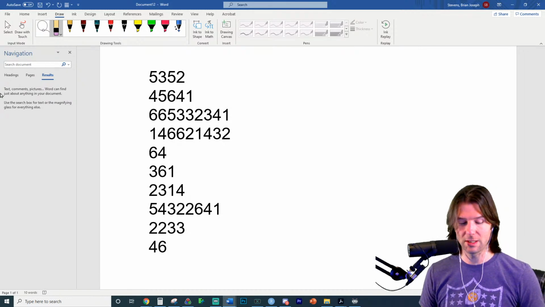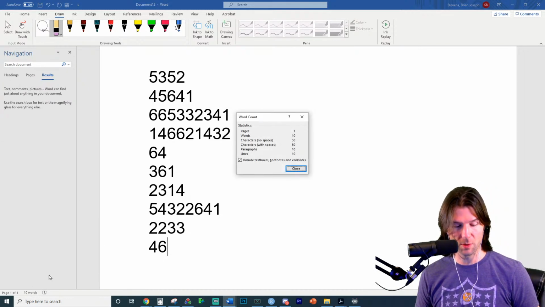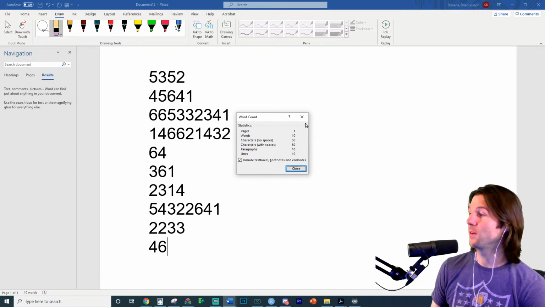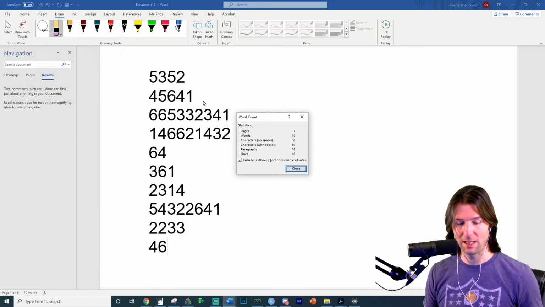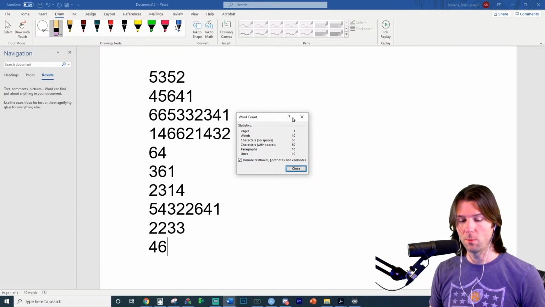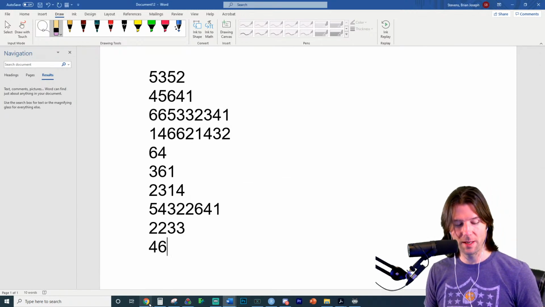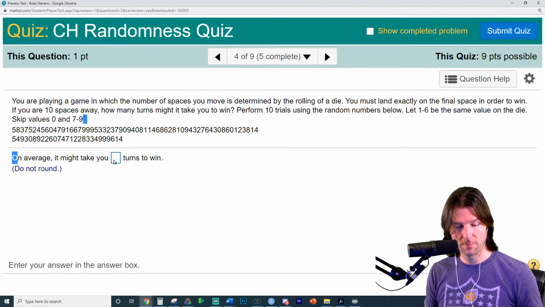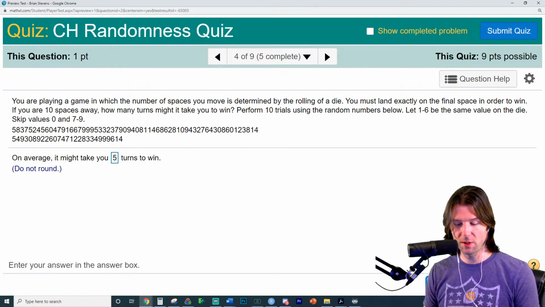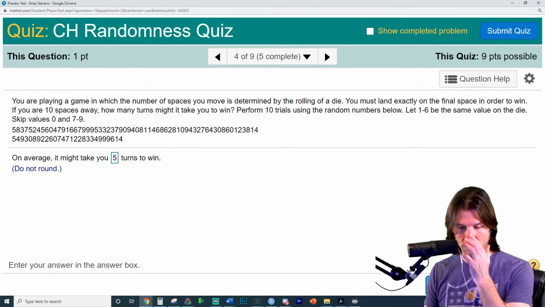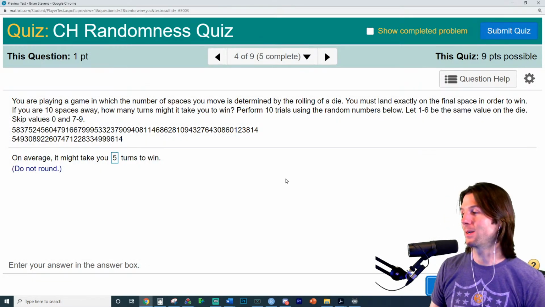Now, you could count all these numbers and divide by 10, or you can hit the words button and see that there's exactly 50 words. And with exactly 50 words, we're going to divide 50 by 10 because there were 10 trials. So we get 5 average trials. Now, how could I make this simulation more accurate? Oh, such a bummer.